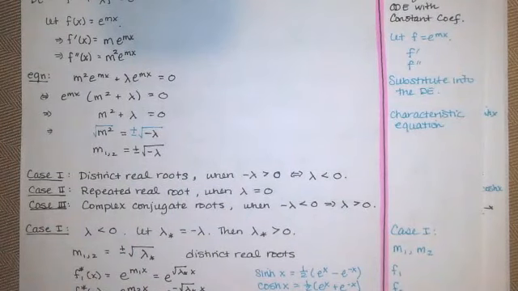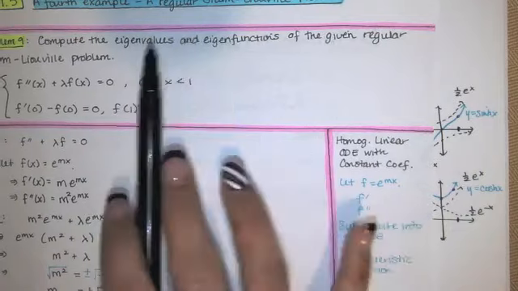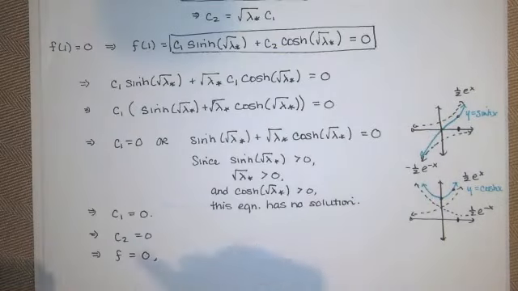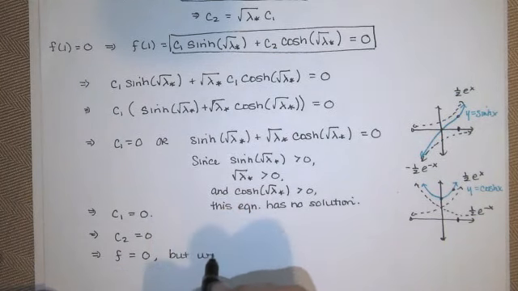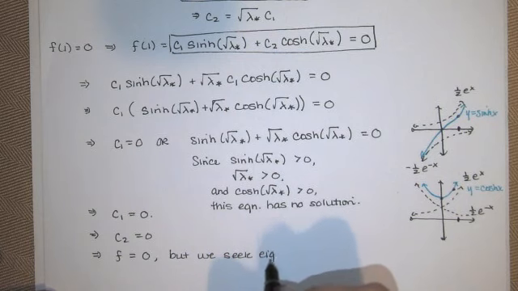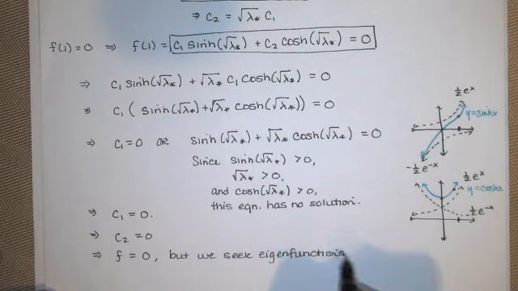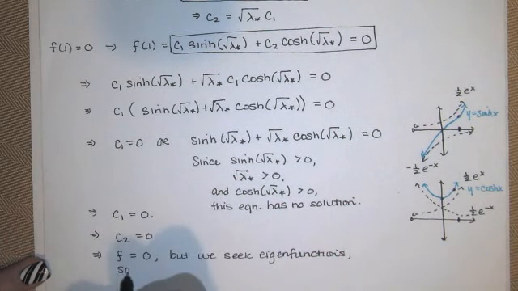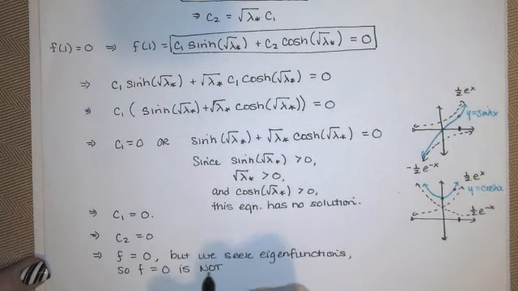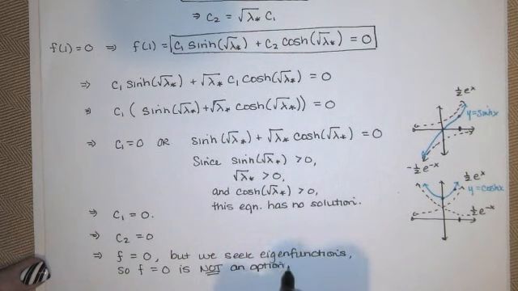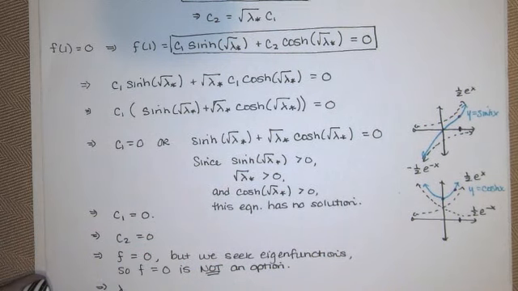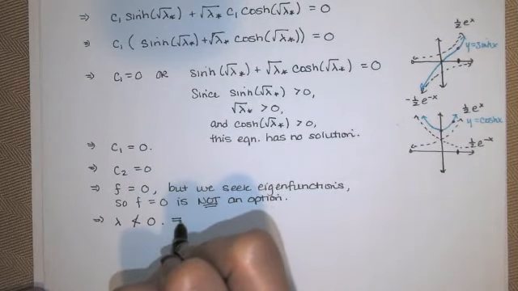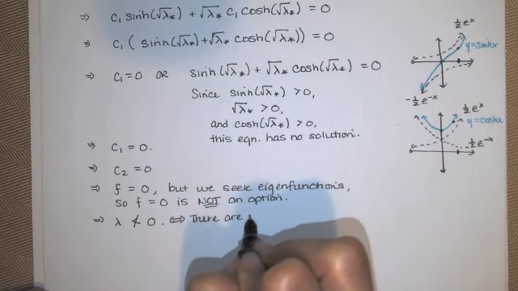But we're not just looking for solutions to the boundary value problem. We're looking for non-zero solutions to the boundary value problem that correspond to particular values of lambda. Since we get a zero solution, that's not an eigenfunction. Since we're seeking eigenfunctions, f equals zero is not an option. That means that lambda is never negative. Or in other words, there are no negative eigenvalues.